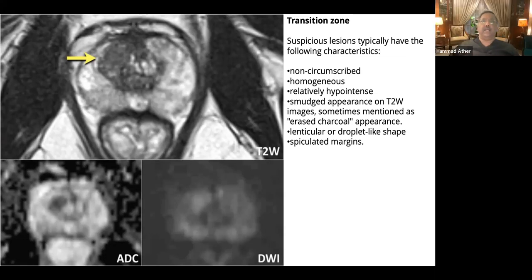Now you can see that we have talked about peripheral zone lesions and their characteristics which make them suspicious of cancer. And now we have talked about transition zone disease, which is suspicious because we know that about a quarter of all cancers can be in the transition zone as well. So about 25% of cancers are in the transition zone.